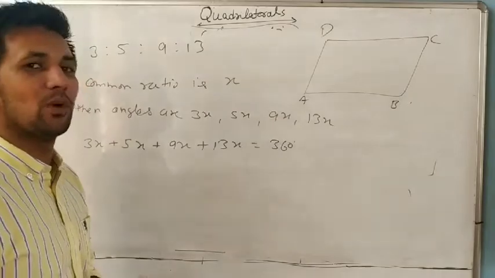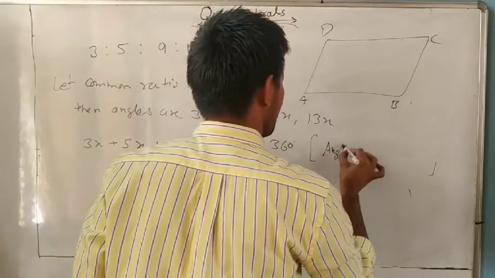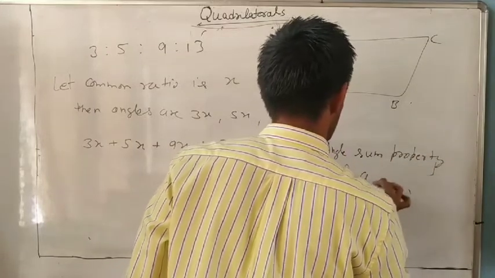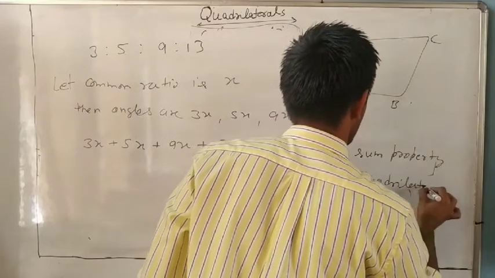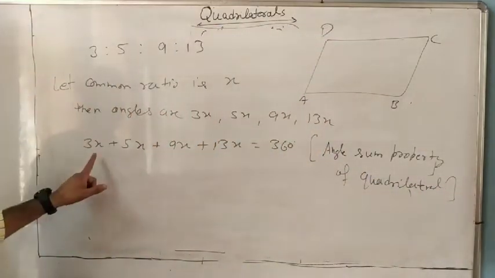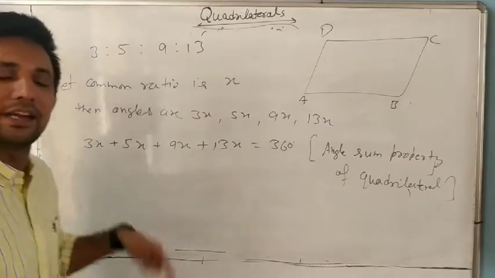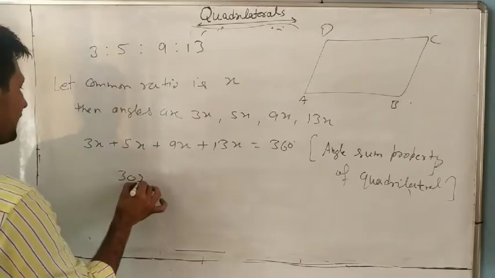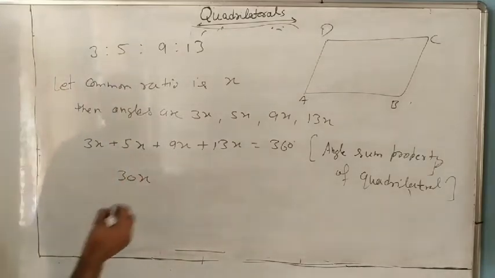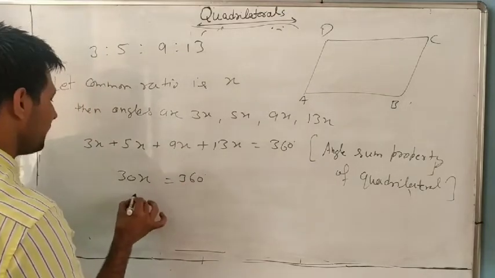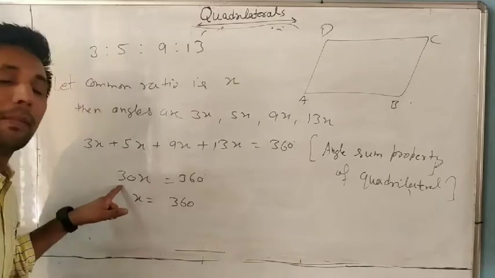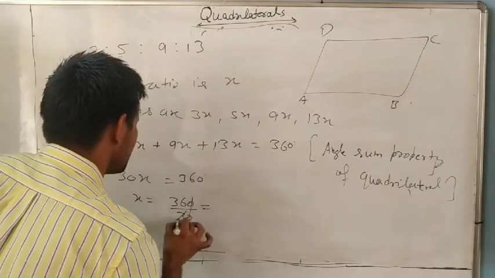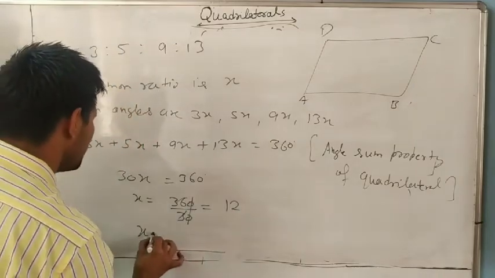And we will write the reason here: angle sum property of quadrilateral. Understand it? 3x, 5x and the others are all like terms, and like terms we can add. So 13 plus 9 is 22, and all together it becomes 30x. Understand or not? 30x equals 360. We want to find the value of x, so 30 multiplies x; we take it to the other side and divide. Zero cut by zero, and 36 divided by 3 gives 12. So x equals 12 degrees.